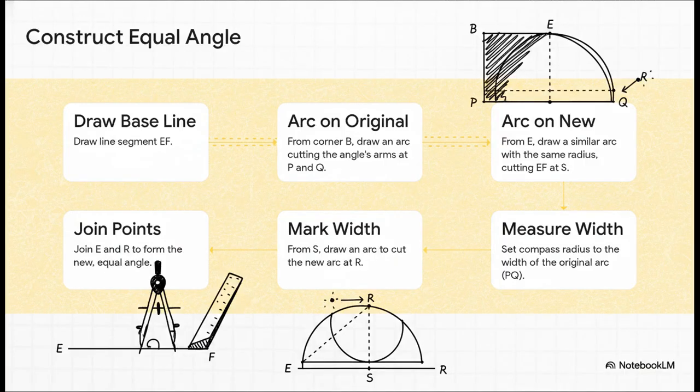See, the compass isn't just for drawing circles. It's a tool for transferring distance. That first arc we draw sets a standard distance from the corner. The second arc moves that standard over to our new line. And here's the clever part. The final step measures the openness, or the width, of the original angle and copies that over. And just like that, you have a perfect copy.